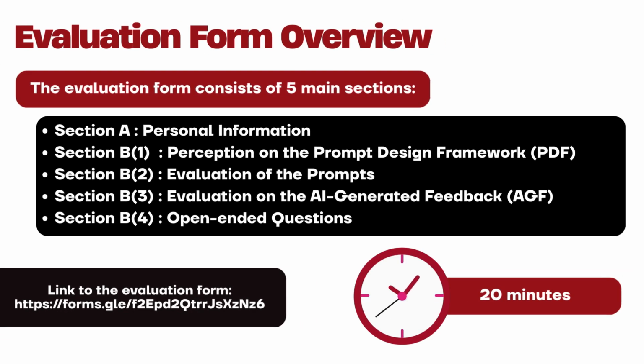The evaluation form consists of 5 main sections. Section A collects basic background information. Section B covers your evaluation of the prompt design framework, the prompts, and the AI-generated feedback. It consists of 4 subsections. B1, Perception of the PDF. B2, Evaluation of the prompts. B3, Evaluation of the AGF. And B4, Open-ended questions for your thoughts and suggestions. It should take approximately 20 minutes to complete the evaluation form.